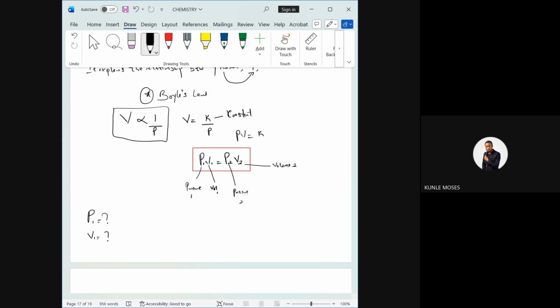Make P2 the subject of the formula. Suzanne, make V2 the subject of the formula. So in these cases, if they ask you to find your P1, Titi said P1 equals P2 V2 over V1. That's very correct.